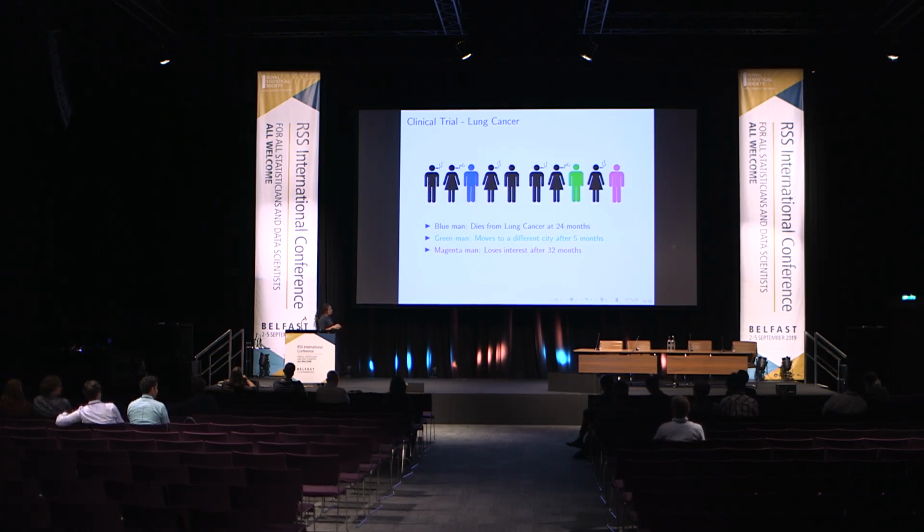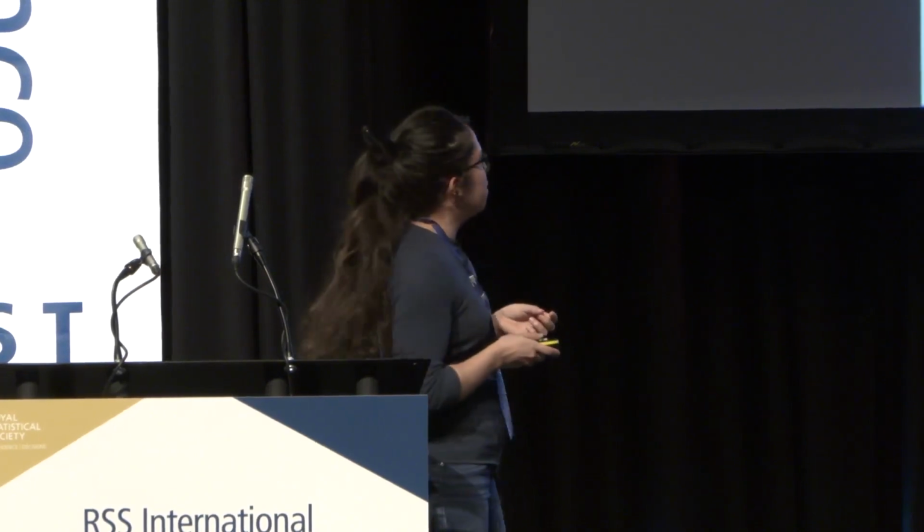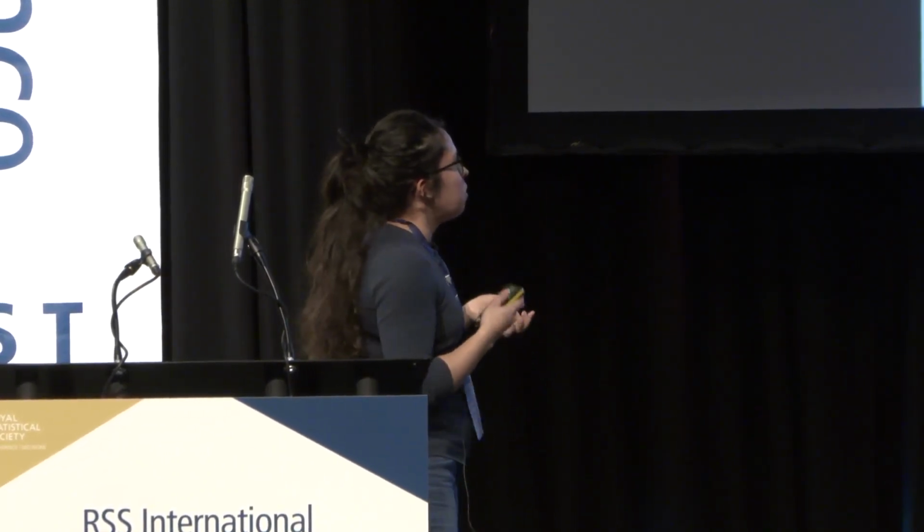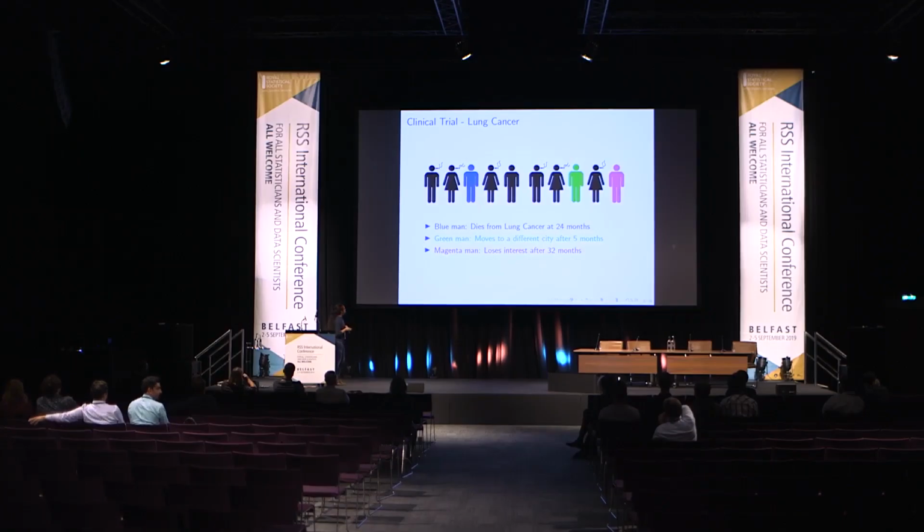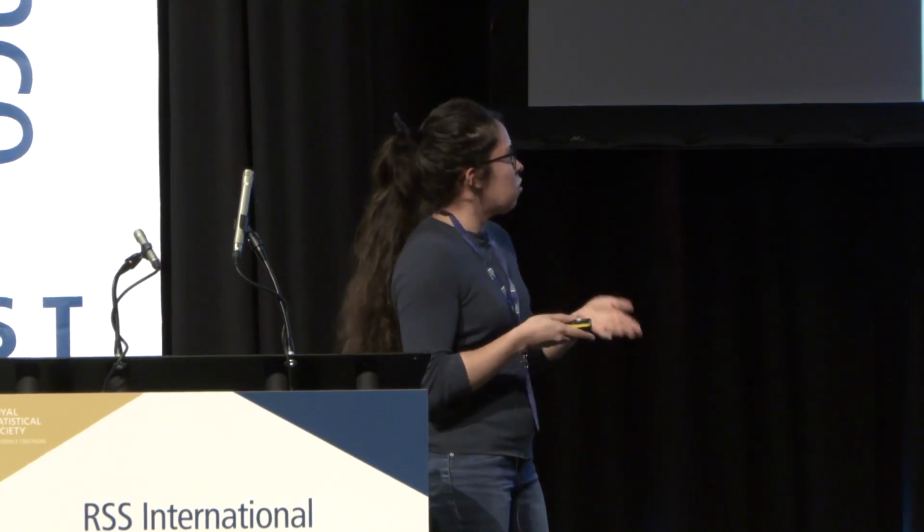The problem is that typically for these models, we observe another type of data. For instance, the blue man dies from lung cancer at 24 months, so we observe his survival time. But for the green man, he moves to a different city after 5 months. So instead of having the survival time for that guy, we only have a lower bound for it. The same happens for the magenta man. He loses interest after 32 months, so we only have this lower bound.